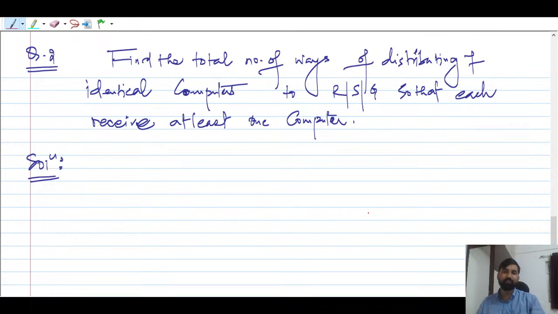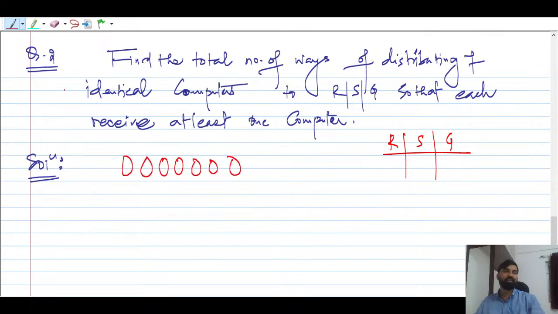So there are 3 beggars, R, S, and G, and there are 7 coins, 1, 2, 3, 4, 5, 6, 7, right? But they are saying that each receives at least 1 coin, means there are 3 beggars, and they are not going to return home empty-handed, right? They are going to receive at least 1. तो मान लो ऐसा करते हैं कि out of 7 you have given 3, like already you have given 3.